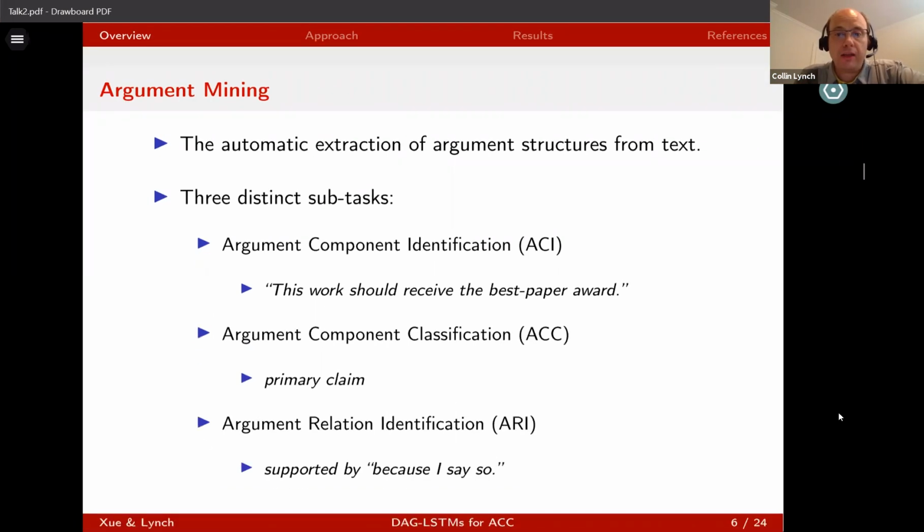And then finally, once we've identified the components of argument in text, we have to identify the relationships between them. Recognize that a statement such as, because I say so, is in fact providing support to the original statement. All right?